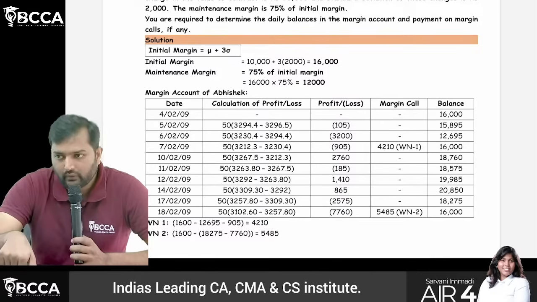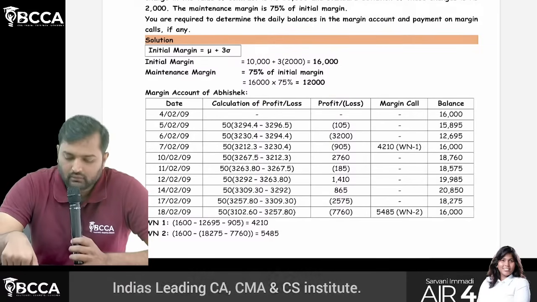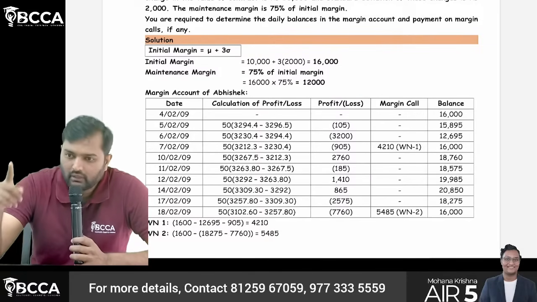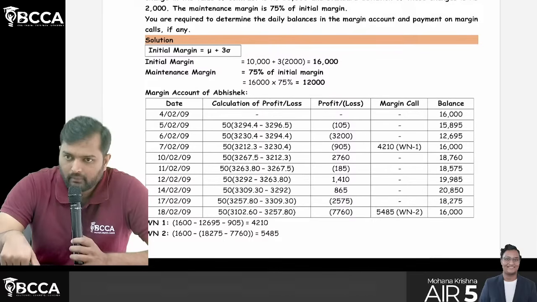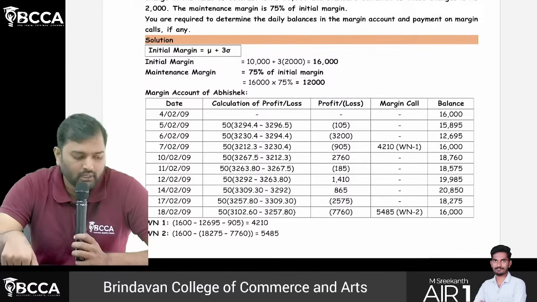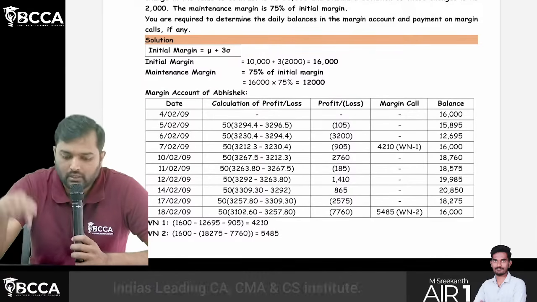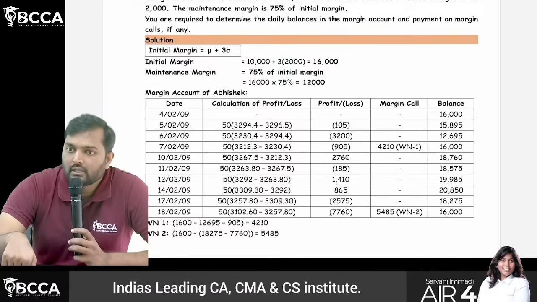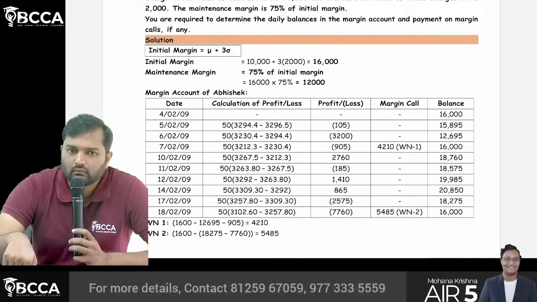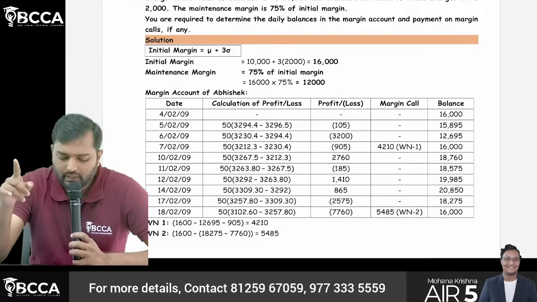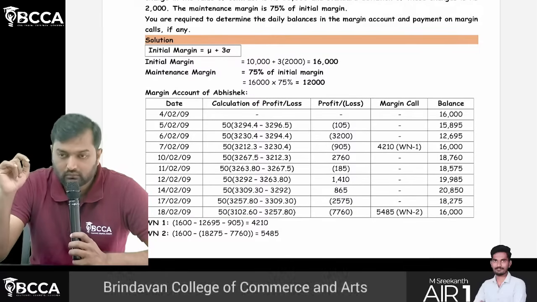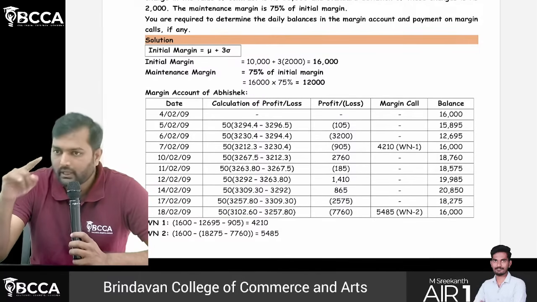What happened on 5th February? On 5th February, the closing price is 3294.4. So what happened? The price increased or decreased? The price has got decreased. Price decreased means we took a long at the rate of 3296.5. Okay, price decreases means what?